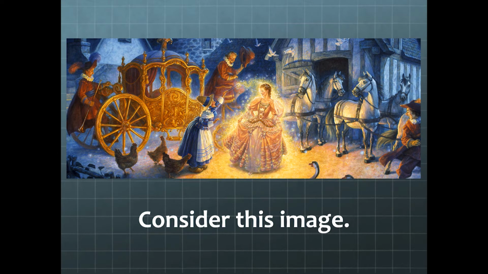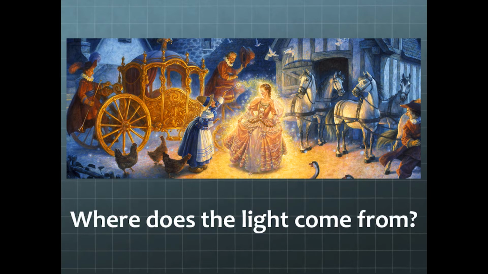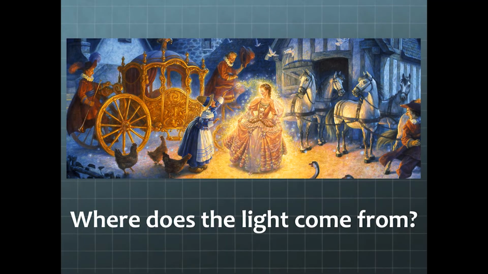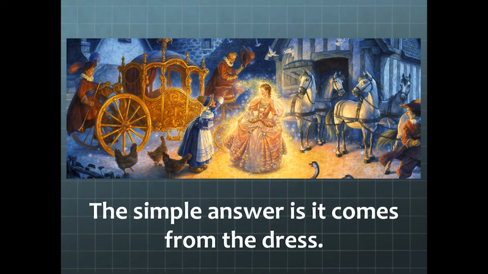I'd like to start with looking at this image. This is Cinderella, for those of you not familiar with it. This is made by an artist by the name of Scott Gustafson, a very talented artist. Now I want you to look at this image. Where is the light coming from in this image? Well, the real simple idea is that it's right here in the middle. It's coming from her dress. It lights up like a light bulb. In fact, it almost looks like an upside down light bulb.